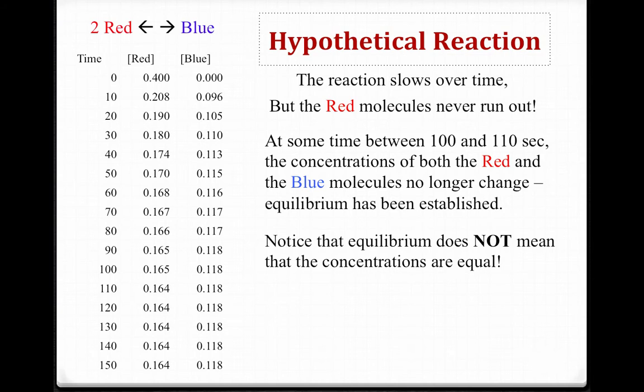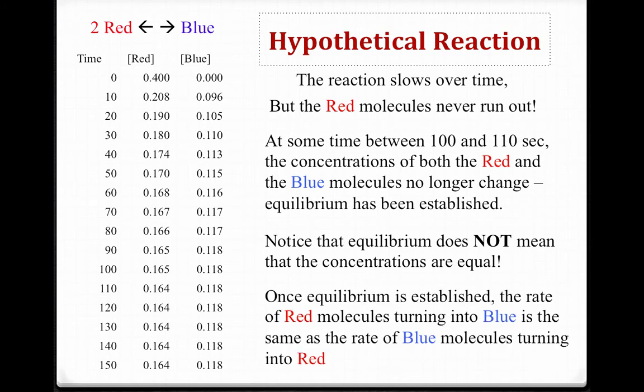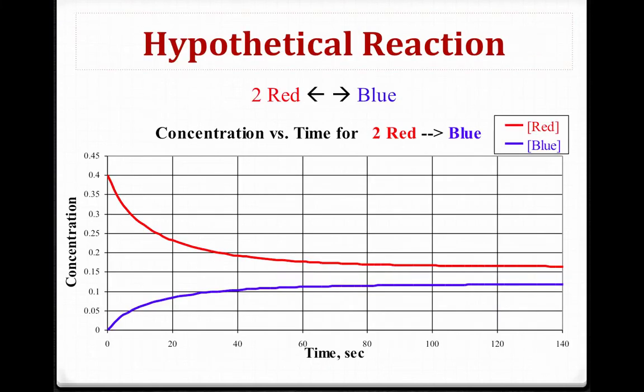Pay attention that equilibrium does not mean the concentrations are equal. Red and blue never at any point have exactly equal concentrations. Equilibrium is when the concentrations stop changing. Once equilibrium is established, the rate of red molecules turning into blue is the same as blue turning into red. Not the exact concentrations of each, just the rate at which that's happening.